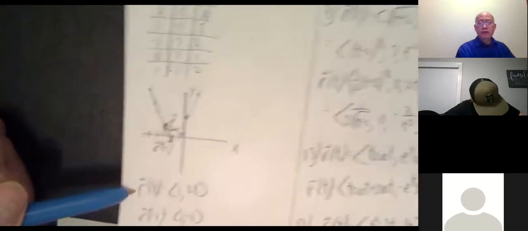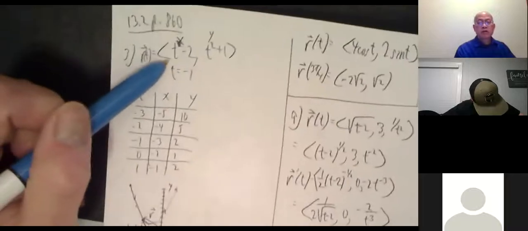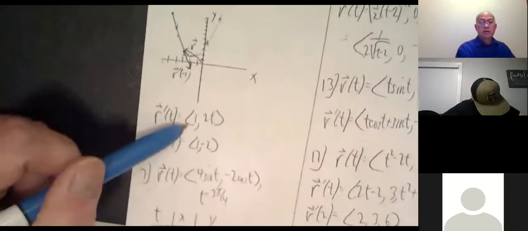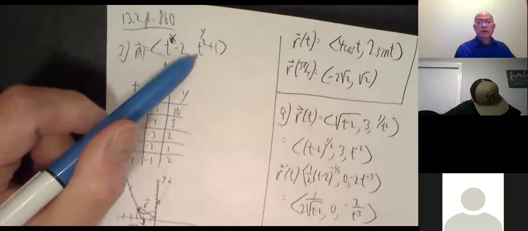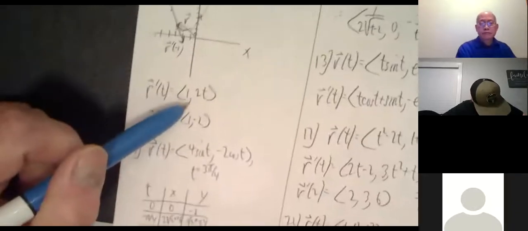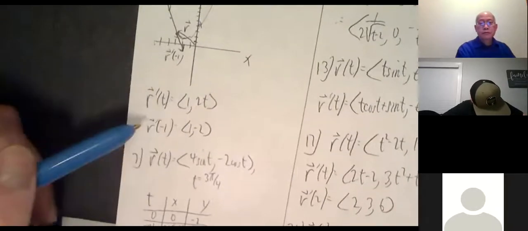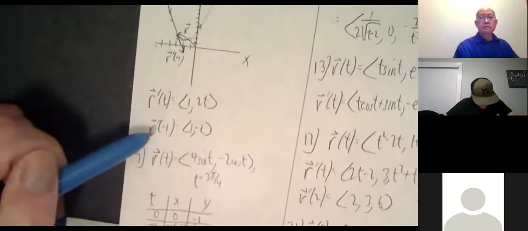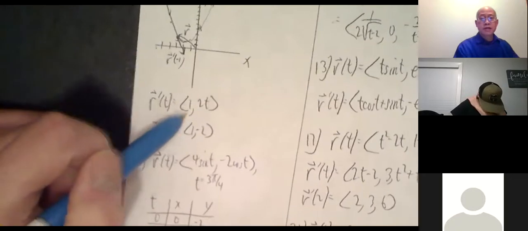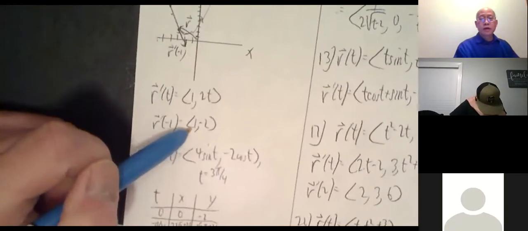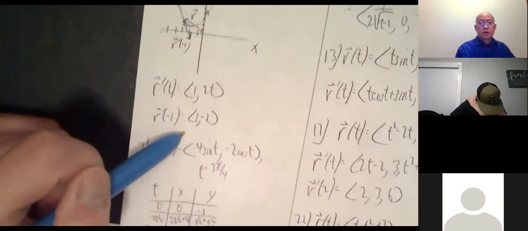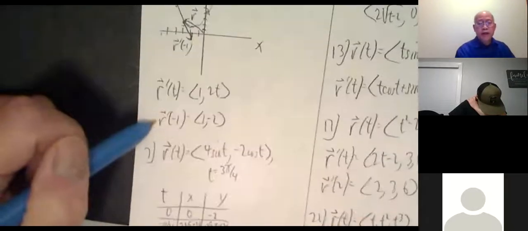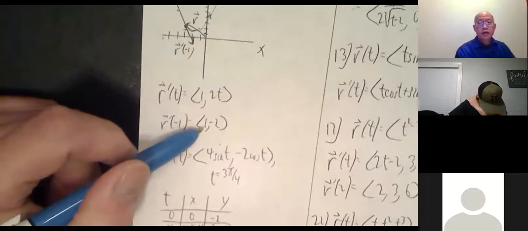All right, how do I find the derivative? Just differentiate each part. So R prime, derivative of T minus 2, 1. Derivative of T squared plus 1, 2T. Now they want me to plug in negative 1. So plug in negative 1, that stays the same. Negative 1 gives me negative 2. So the derivative vector, tangent vector, is 1, negative 2.